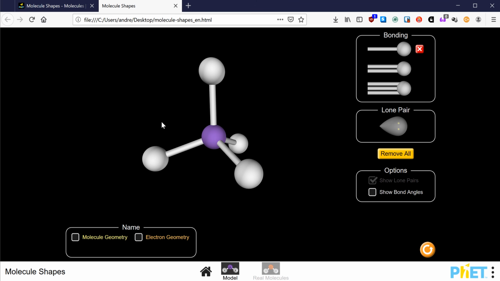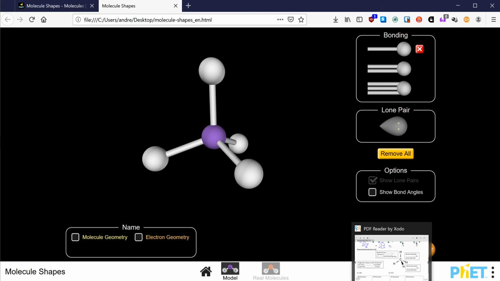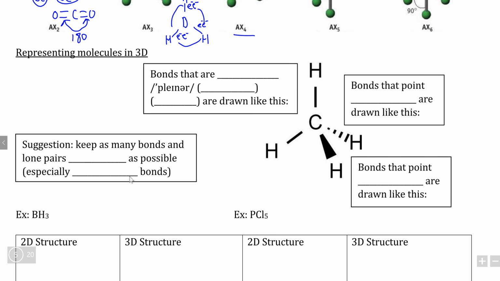So this is what we mean when we talk about 3D molecular structures. So how do we represent this on a piece of paper? Well, we can see that these bonds here, what we call planar bonds, remember that the word planar is just another word that means flat. Planar bonds are drawn in exactly the same way that we draw normal 2D Lewis structures, as straight lines.